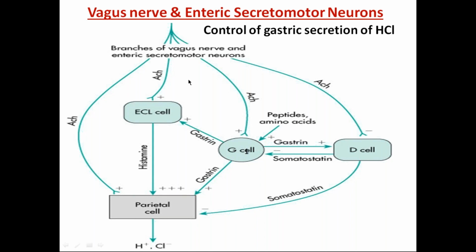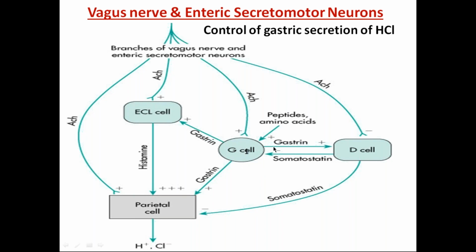So this is again a summary of the various mechanisms which operate for regulation of gastric juice secretion. Okay. So this is showing you again the summary of all the mechanisms which are operating. So you have the branches of vagus nerve. So branches of vagus nerve, they act directly. Acetylcholine will cause release of HCl from parietal cell. It will cause release of histamine from enterochromaffin-like cell, which again acts on parietal cell.